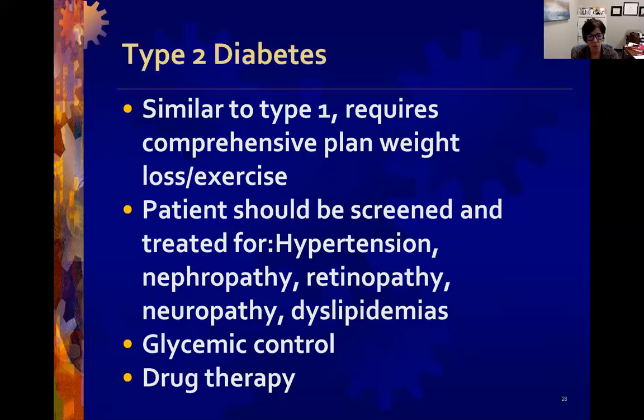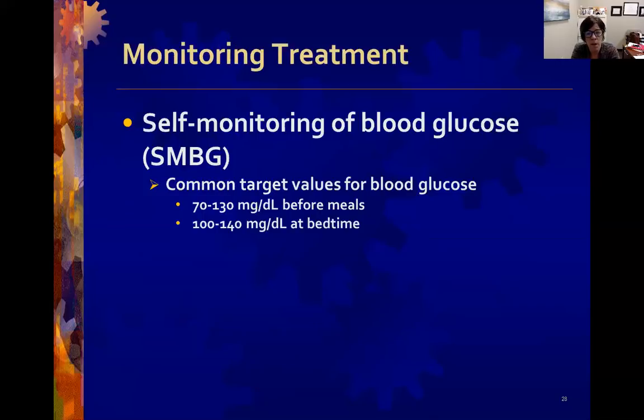So patients should be screened and treated for hypertension, nephropathy, retinopathy, neuropathies, dyslipidemia. So we need to check their blood pressure, we need to check their kidneys, we need to check their eyes, we need to check their neurosensation. Remember, we talked about in MedSurge the monofilament testing, glycemic control, and of course, drug therapy.